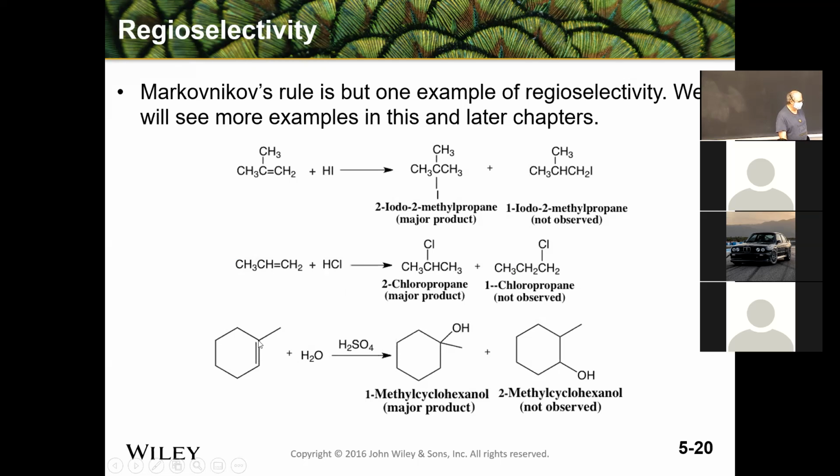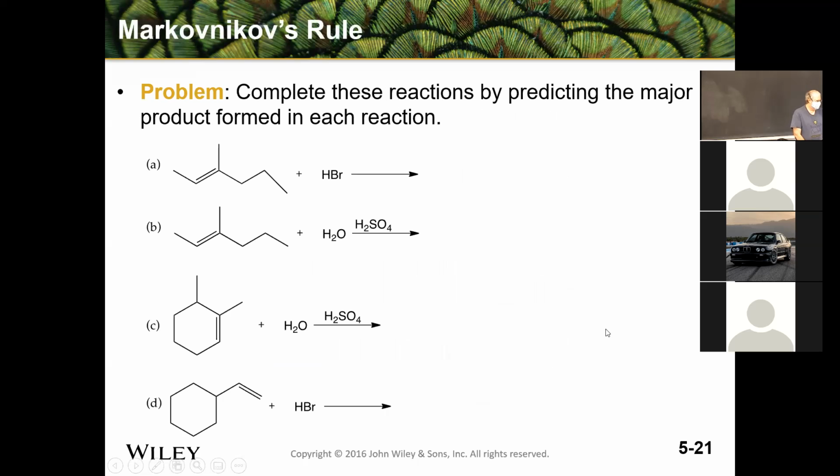Okay, here we have 1-methyl cyclohexene. The addition of water with a catalyst is also regioselective. It follows Markovnikov's rule. So H goes to carbon number 2 down here. There's 1 hydrogen here that's implied, and then on carbon number 1, there are no hydrogens. So rich get richer. So hydrogen goes here, OH goes to position 1, and then the other isomer is not observed.